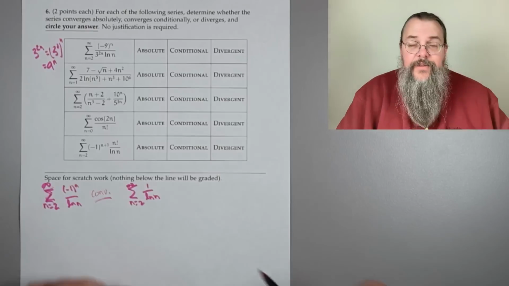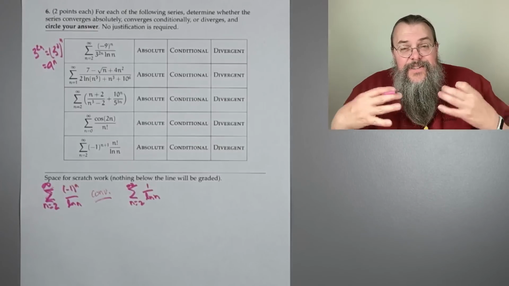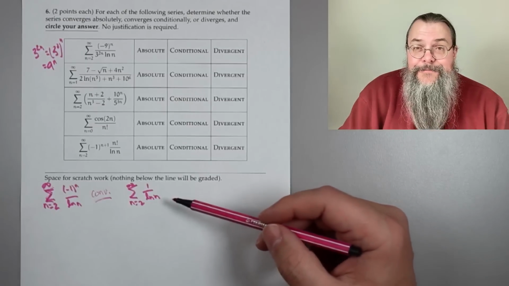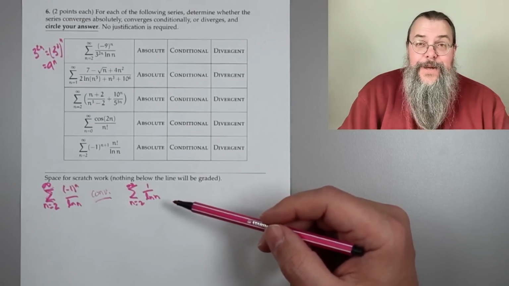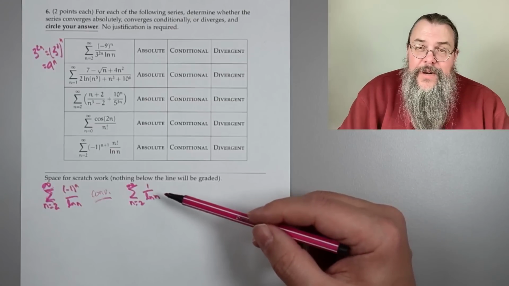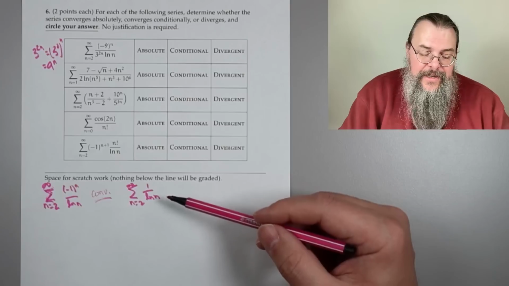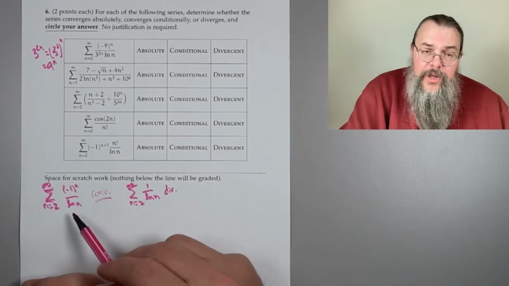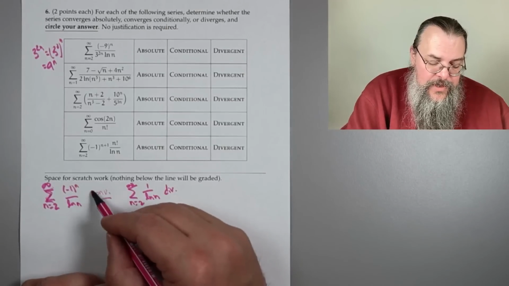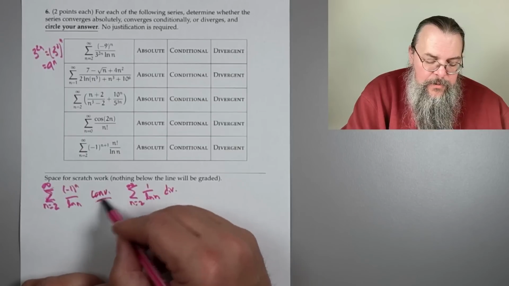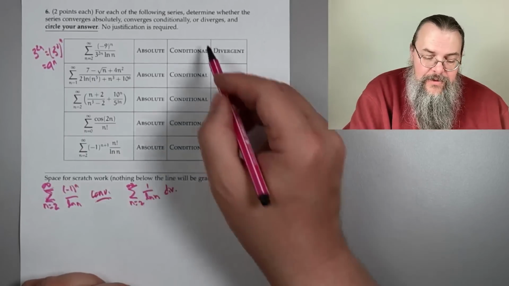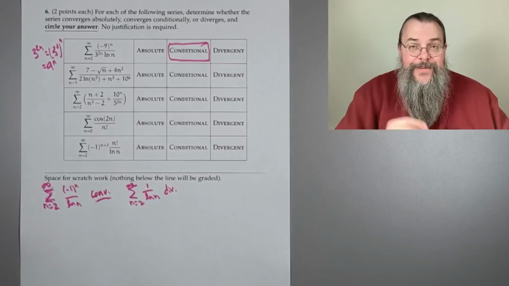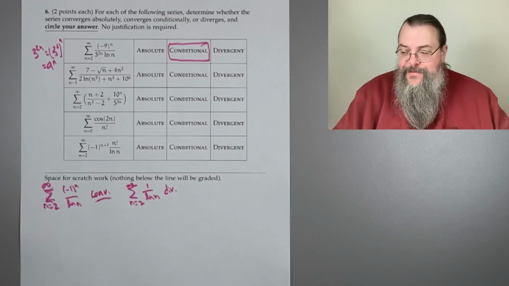Well, the problem is log n is very slowly going to 0. And we can compare it to 1 over n. Well, 1 over n diverges, but 1 over n is going to 0 faster than 1 over log n. So this diverges. Okay, so with the minus 1 to the n, we're converging. Without the minus 1 to the n, we're diverging, which means we are conditional. Okay, so the first sum is conditional convergence.